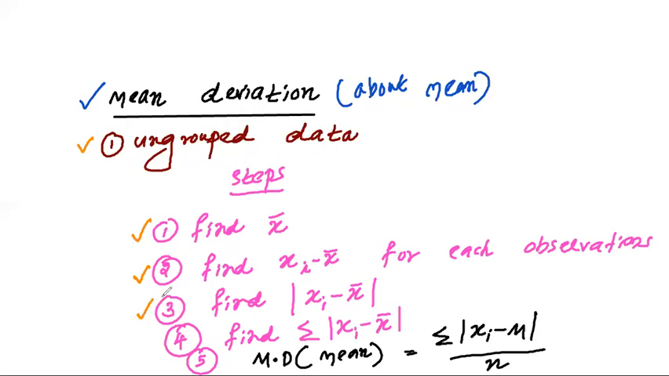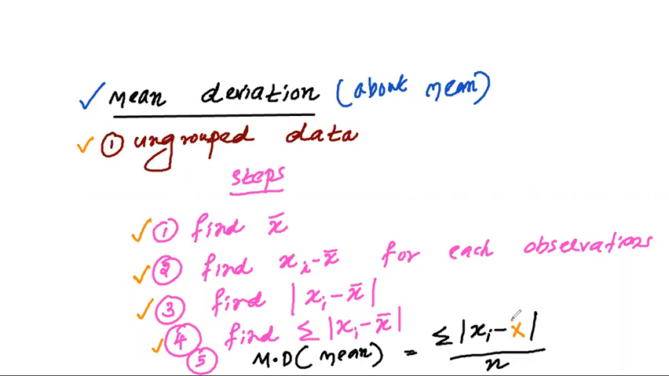Third step is after finding that difference of xi minus x bar, take its modulus, convert that one into a positive value. After converting that into a positive value, what to do? We have to add them. The sigma indicates summation, adding. So third step is we are finding mod xi minus x bar. After finding each observation's xi minus x bar, then go for the modulus. After getting the modulus value, positive value, you add all of them. That is step number 4, sigma mod xi minus x bar.